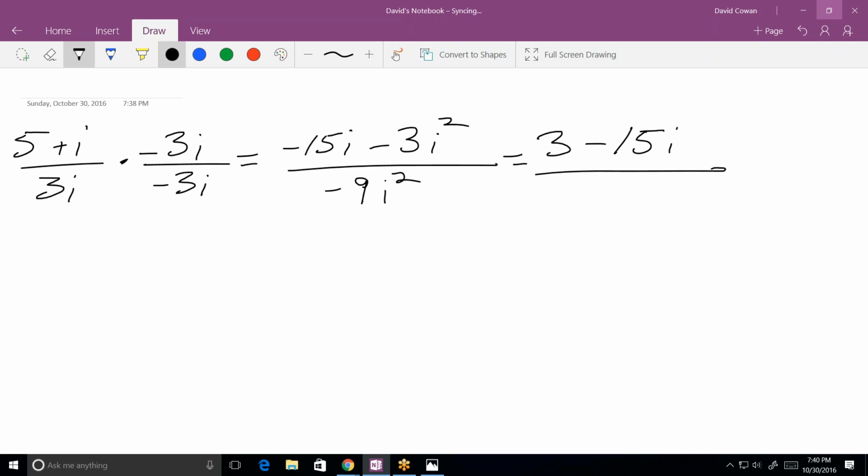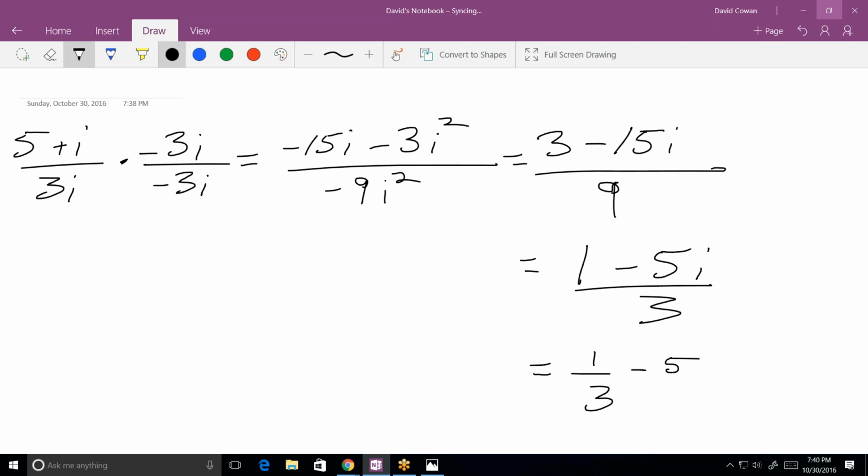And what does the bottom become? 9. Okay, now simplify. Would you divide it all by 3? Correct. So you get 1 minus 5i over 3. And in a plus bi format? 1 over 3 plus -5 over 3. Well, we don't need the plus. We'll just write minus 5/3, times i. And the i is outside that fraction. And now that term is a, and that is b.